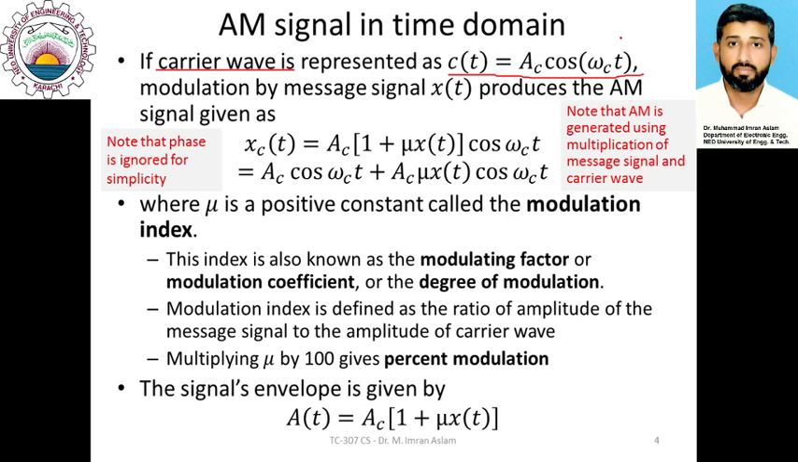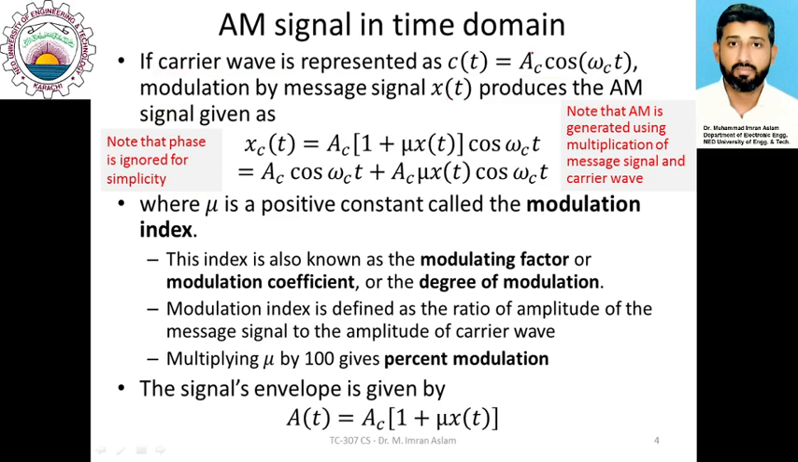You can notice that I have ignored the phase angle in this carrier wave, because we are interested in amplitude modulation. Phase for this particular stage is not important, so we are just ignoring the phase angle in order to provide some simple expressions. You must notice that if there is a phase, it will not change the expressions, because we will be dealing with the amplitude only, not the phase angle.